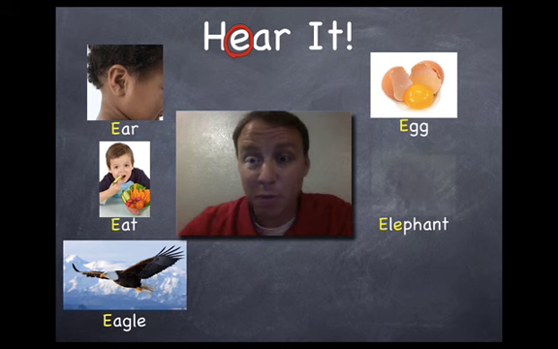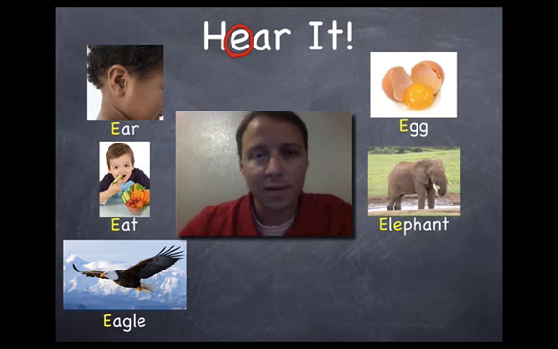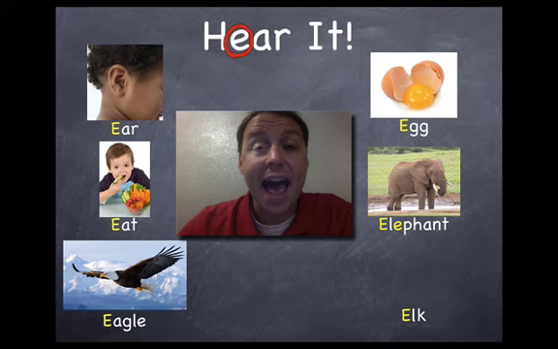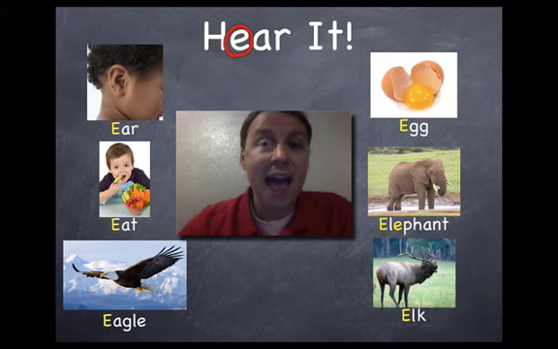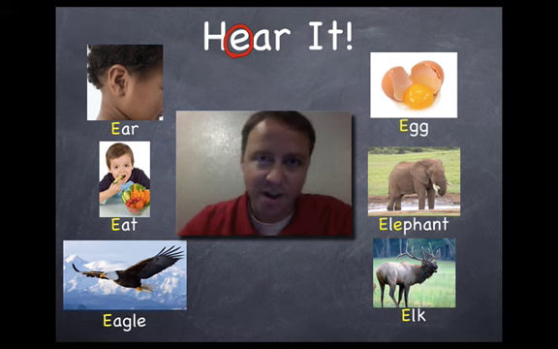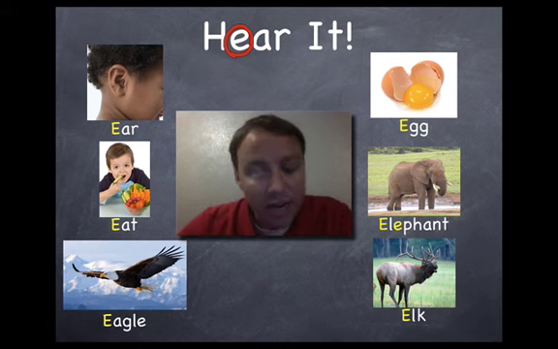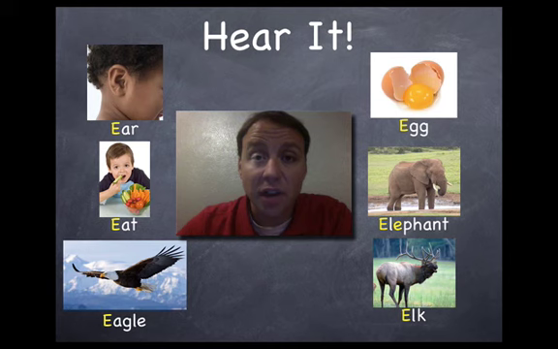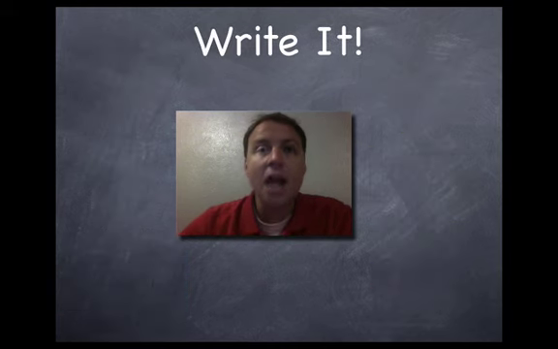It might be hard to hear. But look, there's a picture of an elephant. And then finally say elk. Elk. An elk is like a big reindeer. Okay, cool. So we know what an E looks like. We know what an E sounds like. Let's jump right in to writing an E.